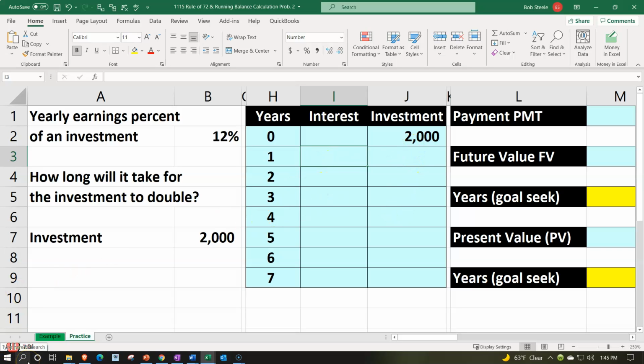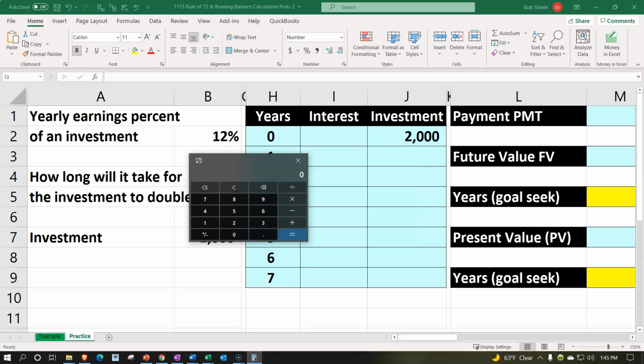Let's just pull up a trusty calculator. So in the trusty calculator, we simply have the 2,000 times 0.12, and that would give us the 240 interest for the first year. And so that's going to be our calculation.